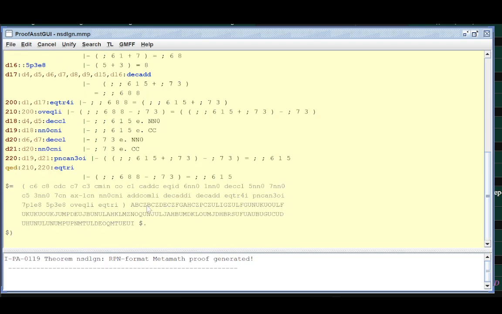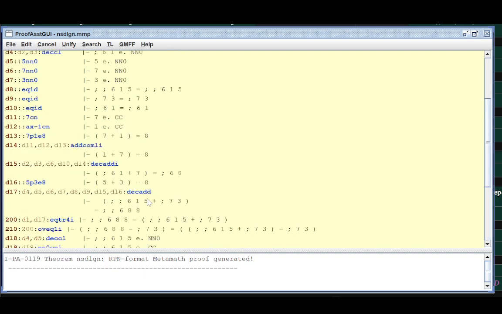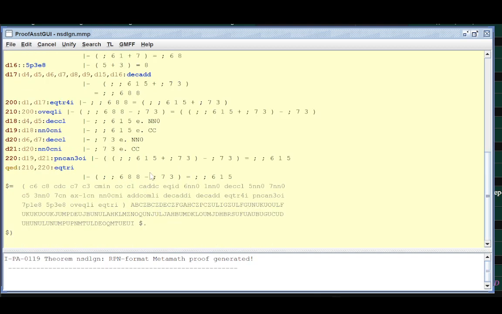So it's formally proven for us that this thing is right. So this proof strategy of starting with the subtraction and then transferring it over to be an addition problem, right? So we went up to here, which was 688 equals 615 plus 73. That helped quite a lot.